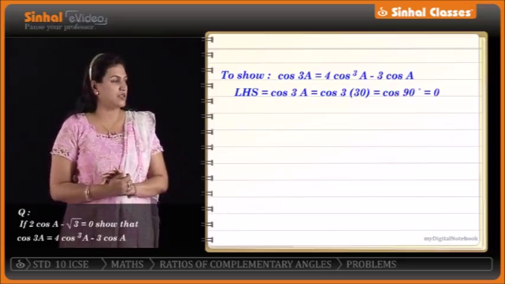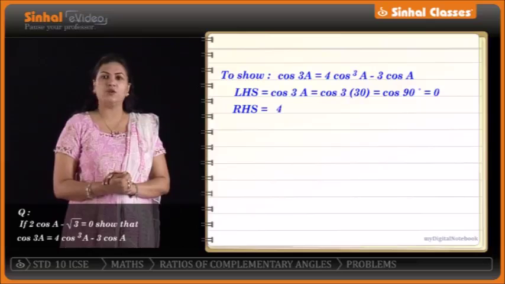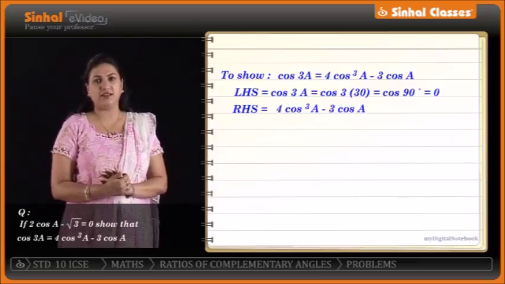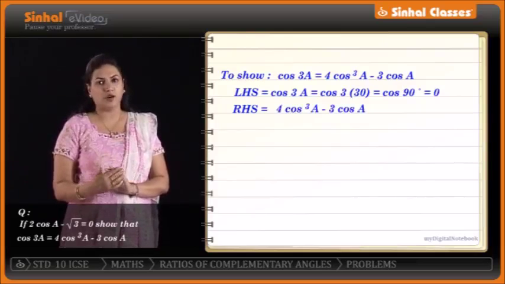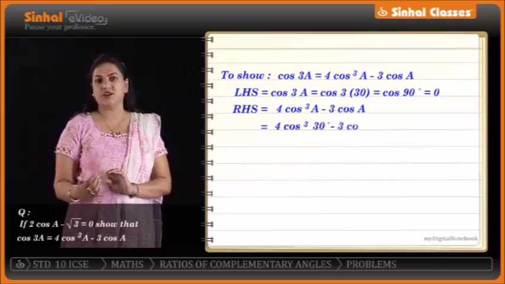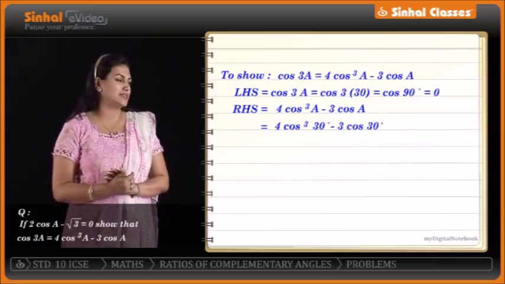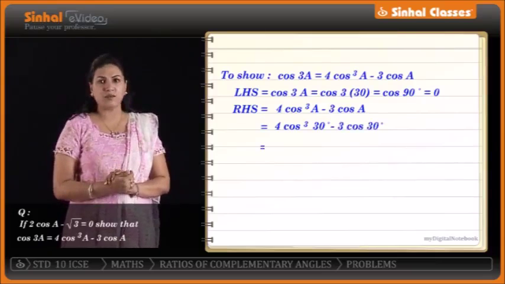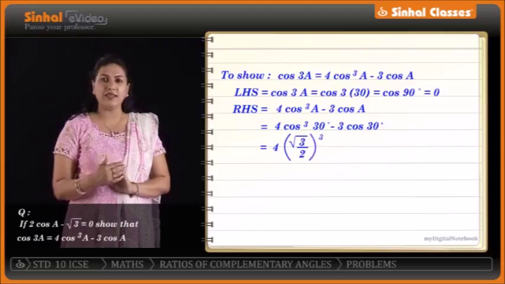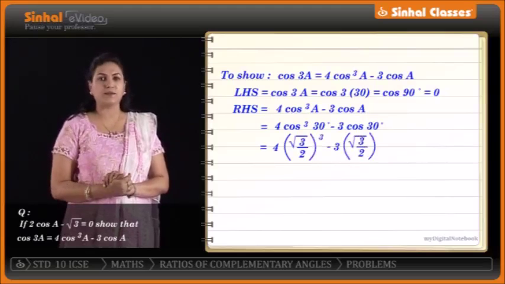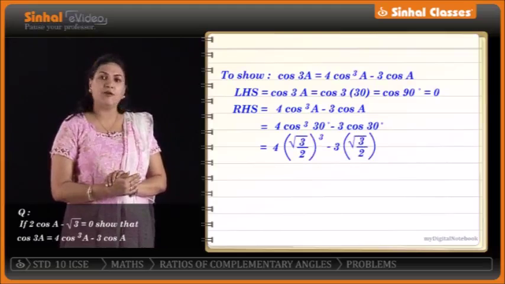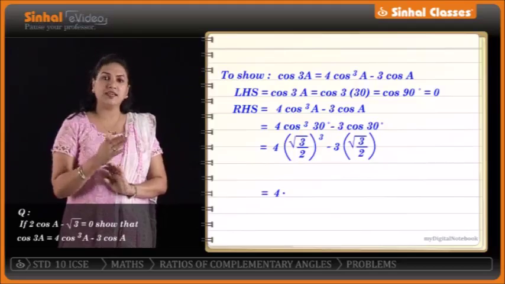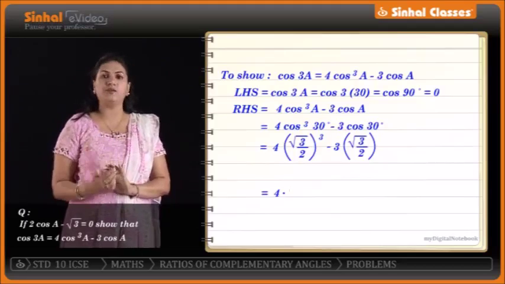Now, take RHS, which is 4 cos cube a minus 3 cos a. We substitute a as 30 degrees. We have 4 cos cube of 30 degrees minus 3 cos of 30 degrees. Now, cos 30 is root 3 by 2. We write the expression as 4 root 3 by 2 the whole cube minus 3 into root 3 by 2, which is simplified to get 4 into. Now, what is root 3 cube? 3 root 3 and 2 cube will be 8.